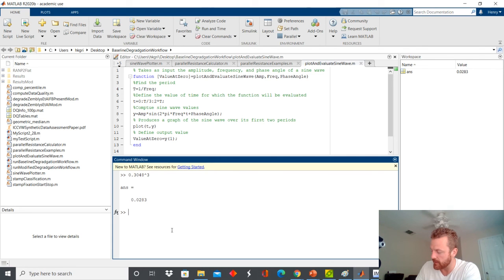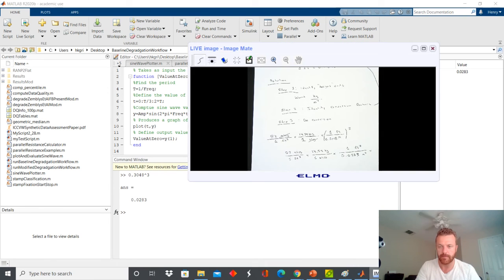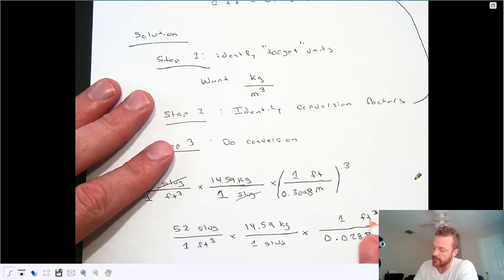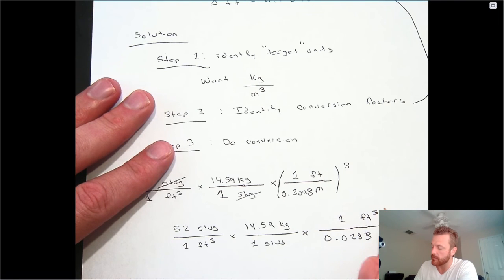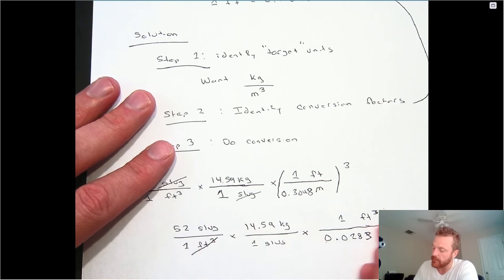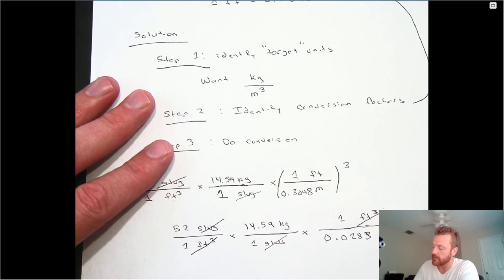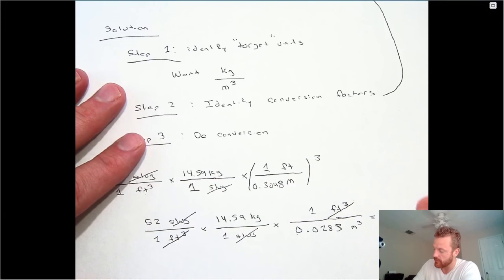But what this will give me is the conversion factor between meters cubed and feet cubed. So I'll go back to the .cam in a minute, and you'll actually see what I'm doing there. But that number, this 0.0283, is what I get from cubing 0.3048. So that gives me a conversion factor in terms of 1 cubic foot per 0.0283 cubic meters. Now the cubic feet will cancel, the slugs will cancel, and I will get an answer in units of kilograms per meters cubed.